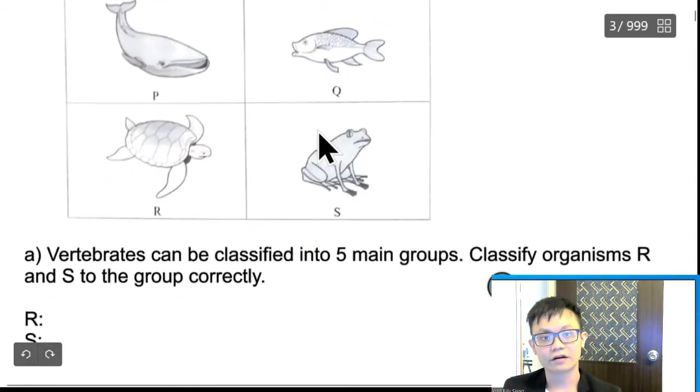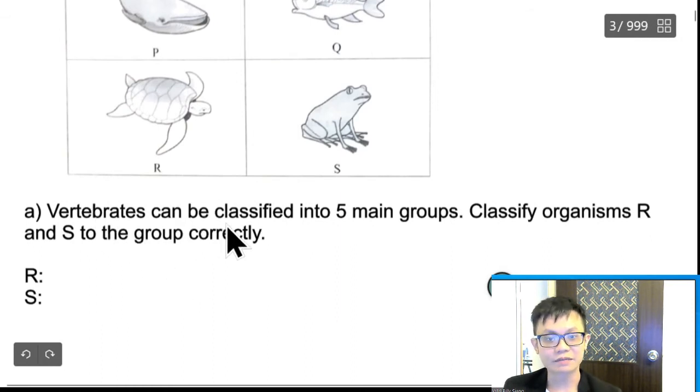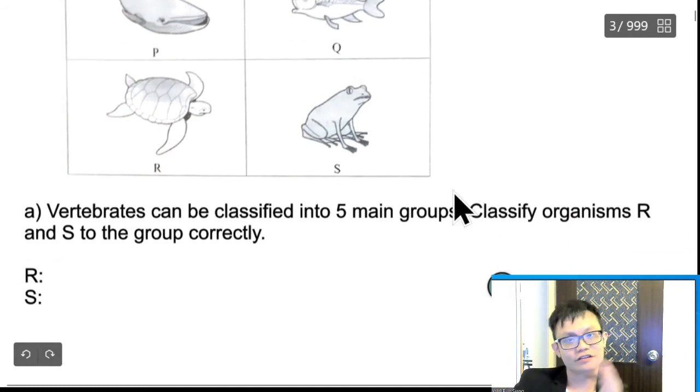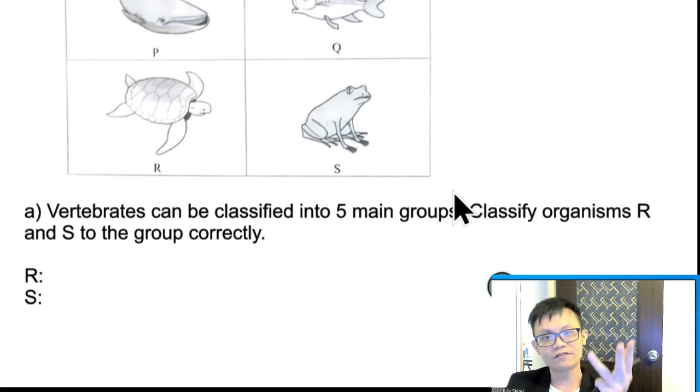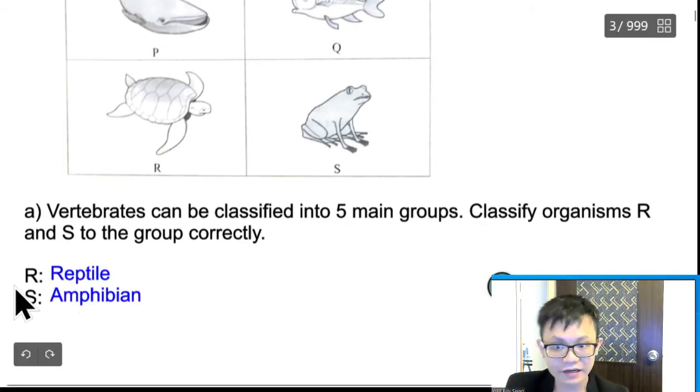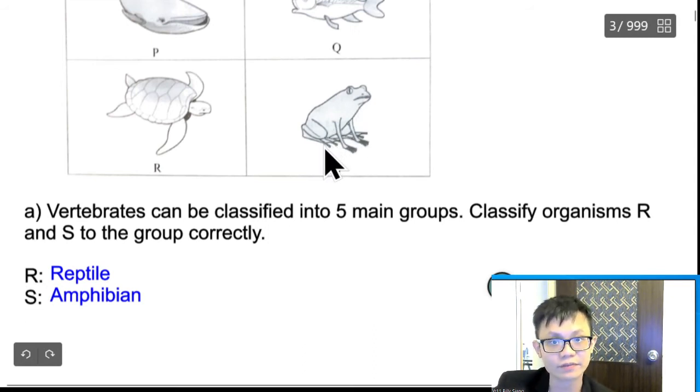Got a bone. Vertebrates can be classified into 5 main groups. Classify organism R and S to the correct group. R and S. Okay, I give you a choice. Got mammal, reptile, amphibian, fish, and bird. Choose what is R and S. So for this one, R is reptile, correct or not? Reptile, and S is amphibian.